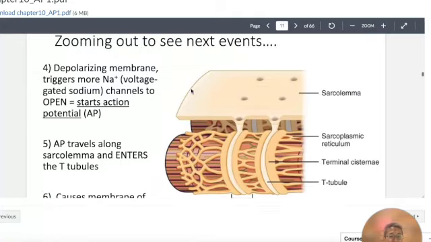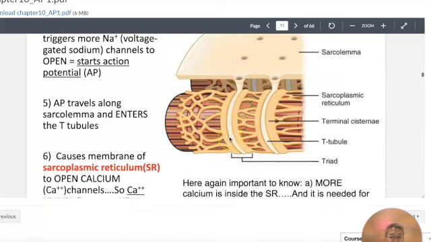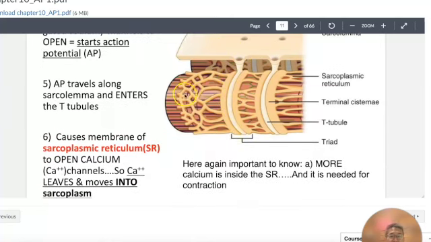So depolarization of the membrane, we saw what depolarization is, triggers more sodium channels to open, and you start an action potential. The action potential then travels into the T tubules, causing the calcium channels to open, so that there's muscle contraction.